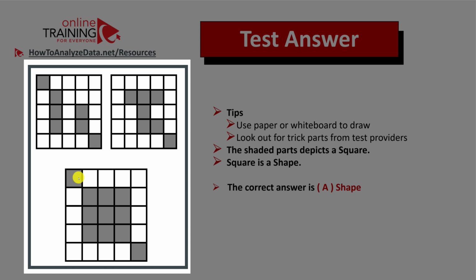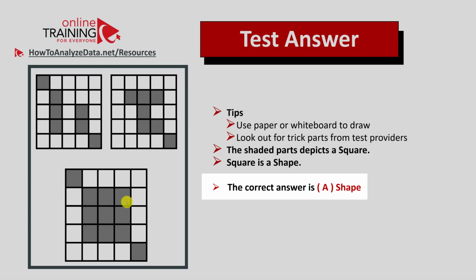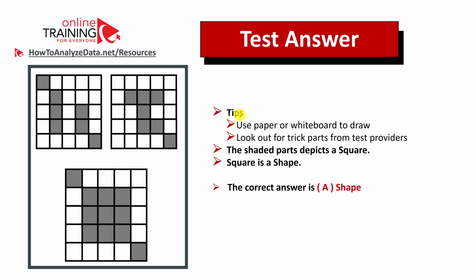Another tip here is to look out for trick parts that might be included in the final shape upon merging, and they're created by test providers to confuse you. As you can see, upon merging both squares on the top, you see the final square at the bottom, and you see that there is a square in the middle, as well as two shaded small squares in the upper left corner and in the bottom right corner. So the correct answer here is choice A, shape, because square is a shape. But make sure to use those tips I shared with you earlier to increase your chances of answering these types of questions correctly on the test.